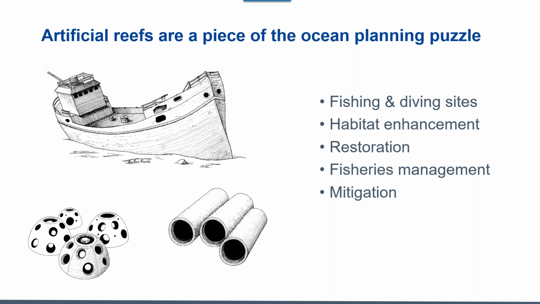And a theme of today's presentation will be that artificial reefs are a piece of the ocean planning puzzle. They typically include structures like ships, as well as repurposed materials like concrete pipes and bridges, and in some instances can include specially designed modules like the ones seen here. And they're deployed for a variety of purposes.